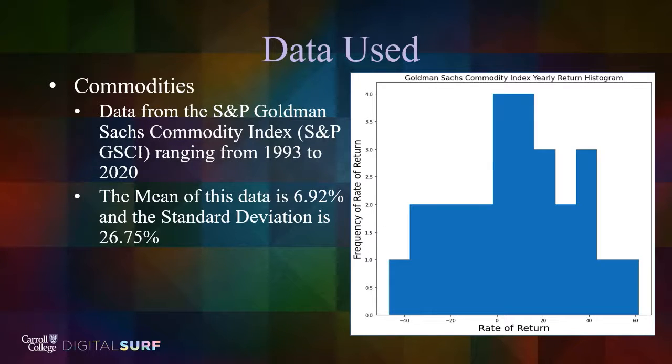We will now move on to commodities, which are an investment class that represent raw materials such as food, gold, natural gas, and that list goes on and on. To represent commodities in our study, we used data from the S&P Goldman Sachs Commodity Index, also known as the S&P GSCI, which ranged from 1993 to 2020. As you can see in the histogram of the yearly return, this data is also not normally distributed, but we once again are going to make the simplifying assumption that it is. The mean that we found from this data is 6.92%, and the standard deviation is 26.75%.